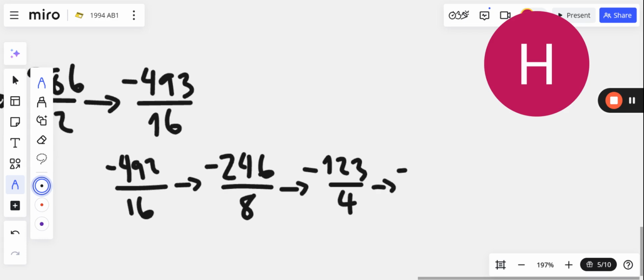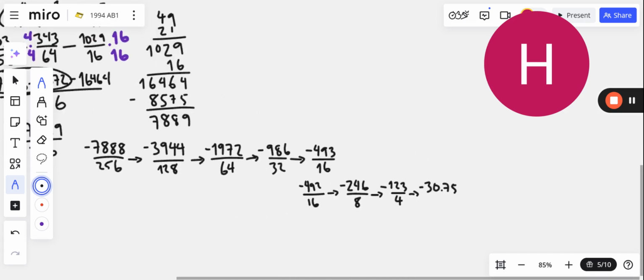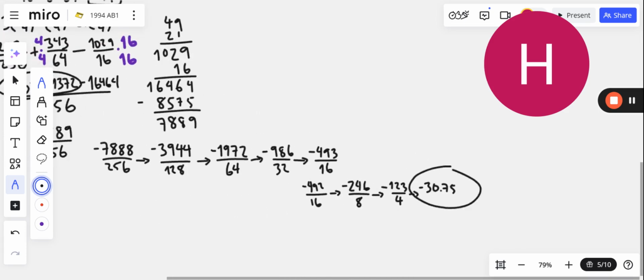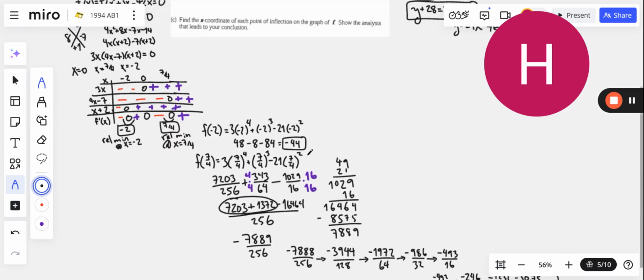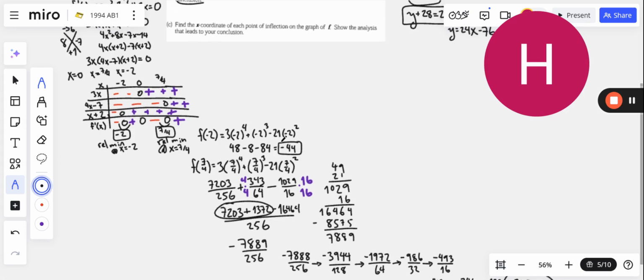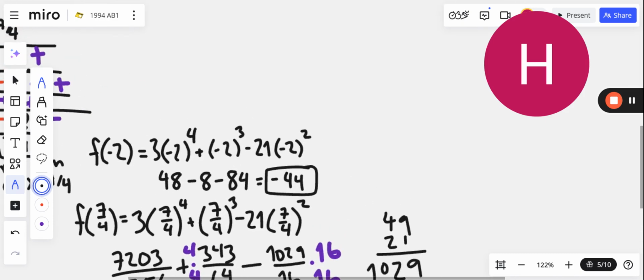This is approximately negative 30.75. So even though I rounded stuff just a tiny bit, it's not going to massively change that from the negative 44. So we did all that work, and a little frustrating that the true absolute minimum was negative 44. So we can say abs minimum.